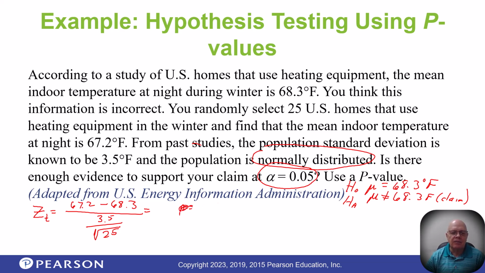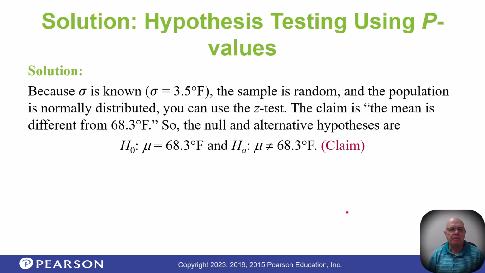In fact, let's erase that a second. We're going to use this z-value to find the area. And when we get the area, we're going to multiply by 2 to get our p-value. Okay, let's clean this up. So we know the population standard deviation, check. Random sample, check. Normally distributed, check. We're ready to go. So you can use the z-test.